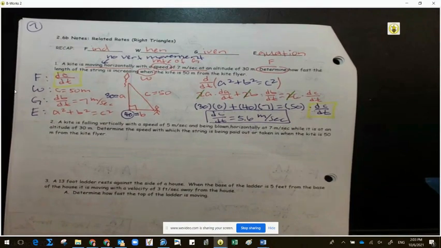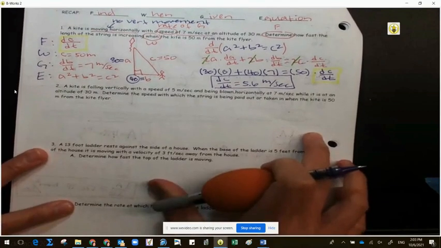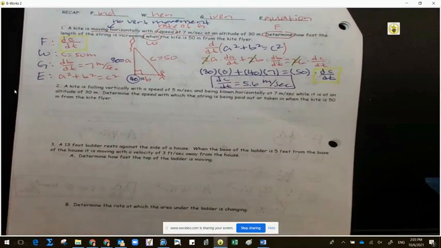All right, even though number 2 is essentially the same thing, let me have somebody read. Mason: A kite is falling vertically with a speed of 5 meters per second and being blown horizontally at 7 meters per second, while it is at an altitude of 30 meters. Determine the speed with which the string is being paid out or taken in when the kite is 50 meters from the kite wire.